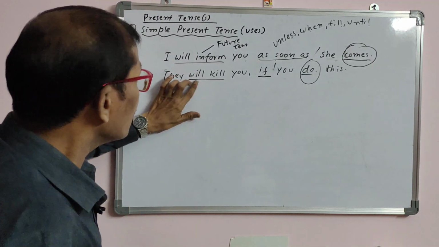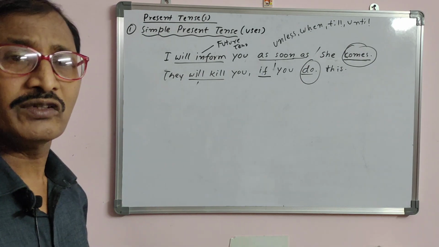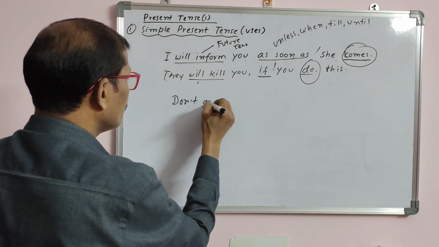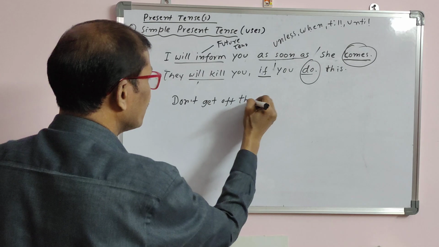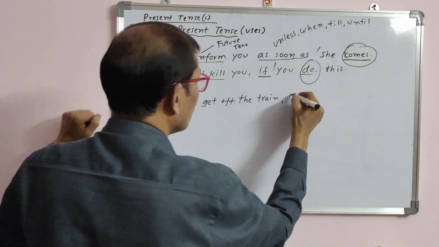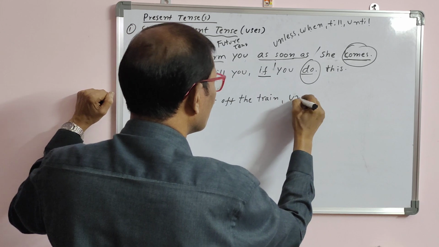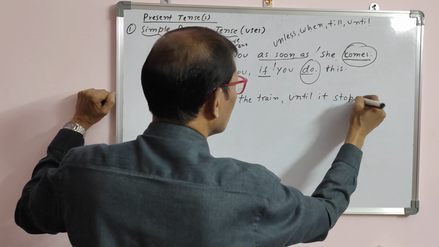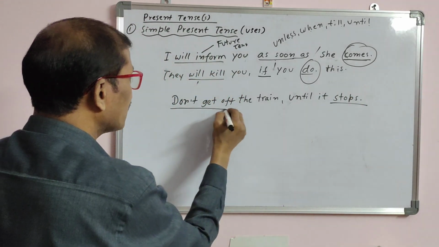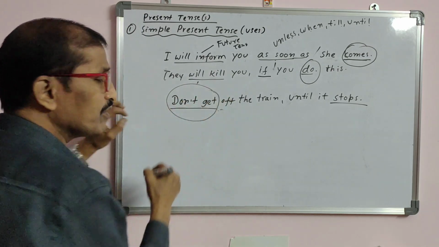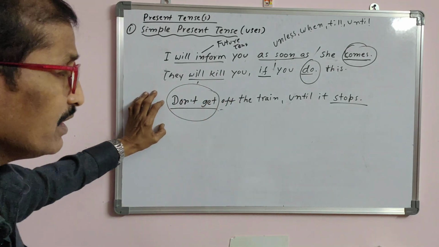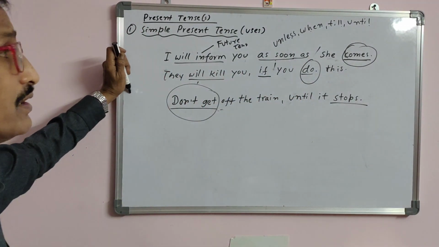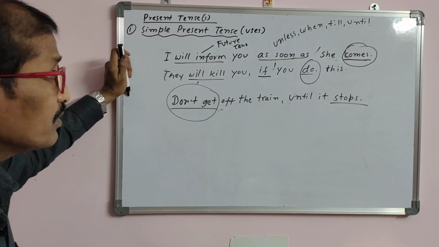Sometimes simple present tense may come in both clauses. How? Don't get off the train until it stops. Until it stops is simple present tense, and Don't get off is also simple present tense. It is a negative. Understand, my dear? These are the uses of simple present tense. I hope you have understood it well.